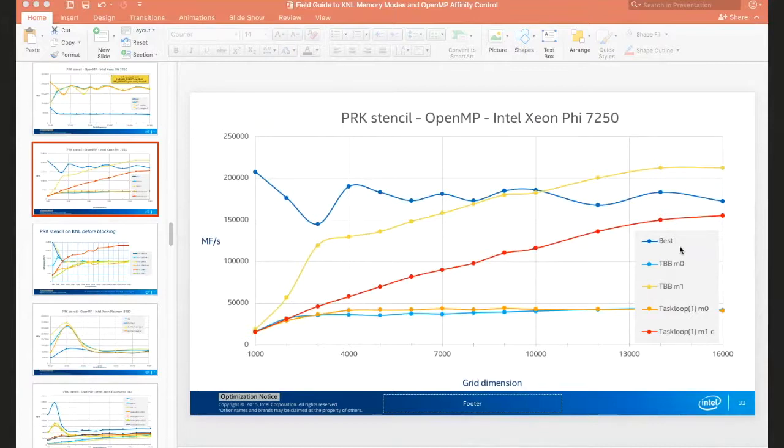There are small benefits to SNC-style modes, but they're way less important today than things like non-temporal stores and the like.